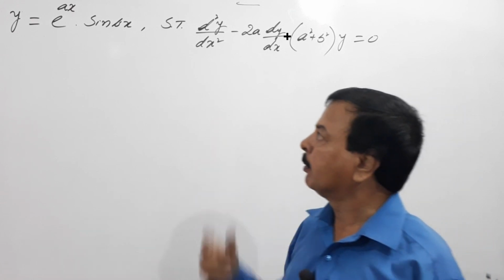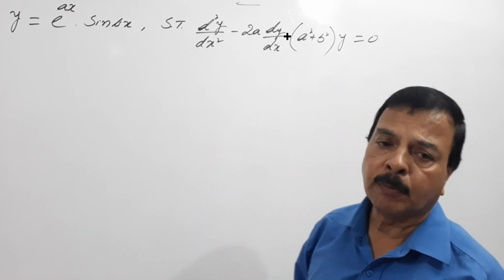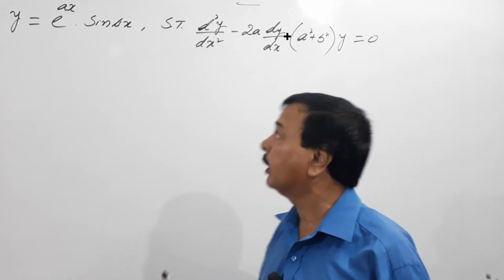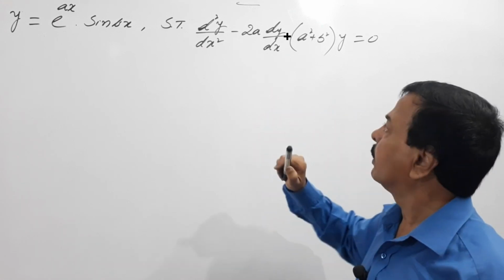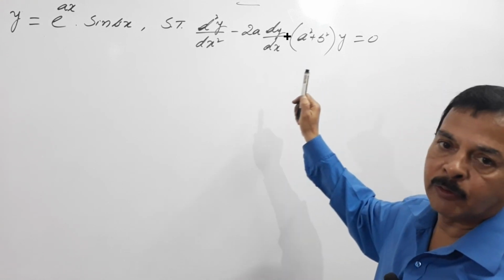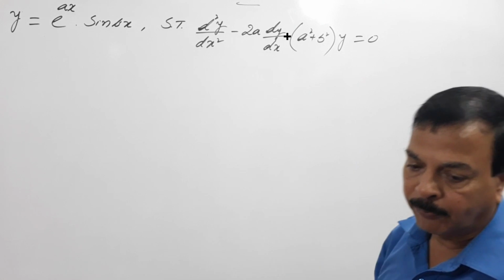Dear students, we have a problem here. y equals e to the power of ax into sin bx. Show that d square y by dx square minus 2a into dy by dx plus (a square plus b square) into y equals 0.